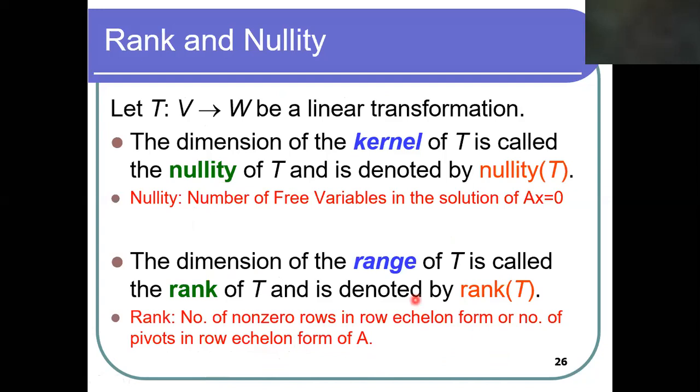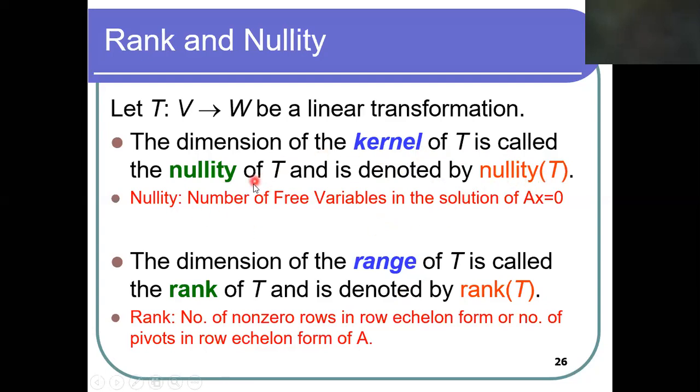Dear student, if you have a linear transformation from vector space V to vector space W, the dimension of the kernel of transformation T is called the nullity of T, and it is denoted by nullity of T. This is the dimension, I mean to say the number of elements in any set. So if you have, let us say, one element in the kernel of the transformation, the nullity will be 1. If we have two elements, in that case the nullity will be 2.